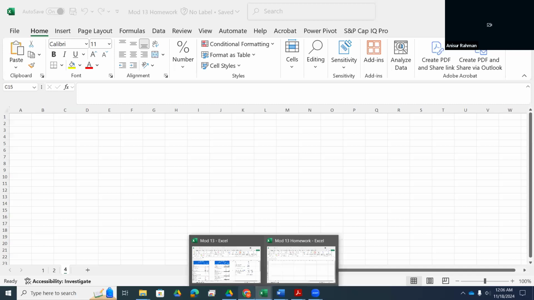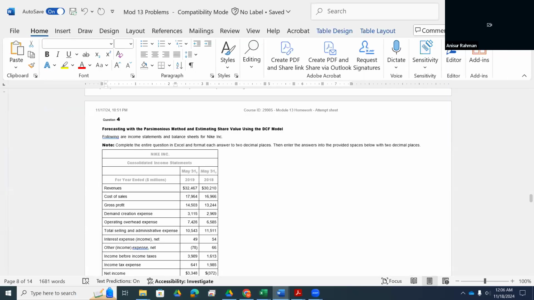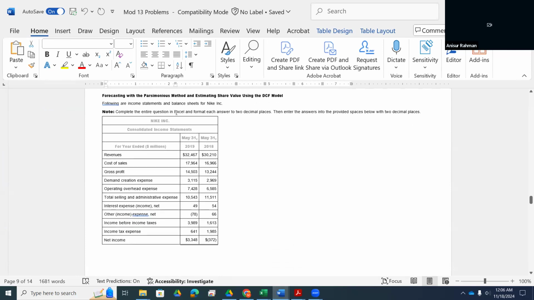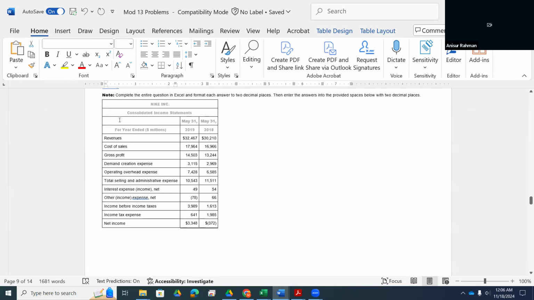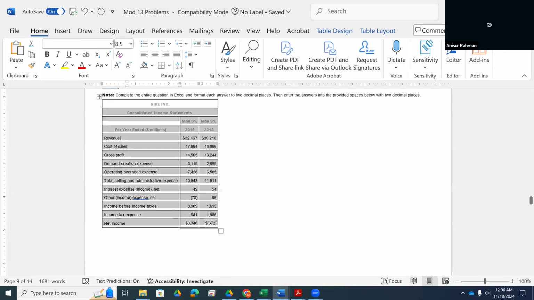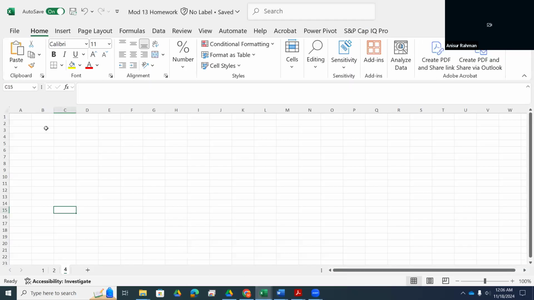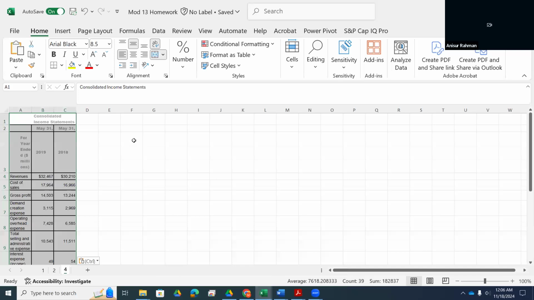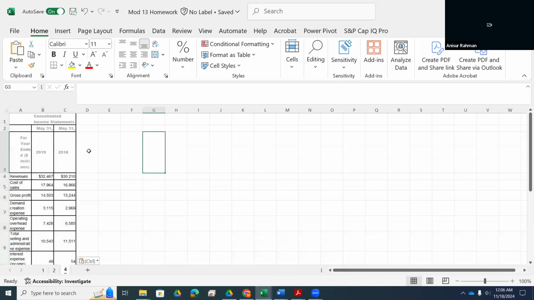Question 4 is telling us we have to use the parsimonious method and estimate share value. So we have to do this also in Excel. So I'm going to copy all these, Control-C. Let's see if it copies correctly. It did, so you're good.